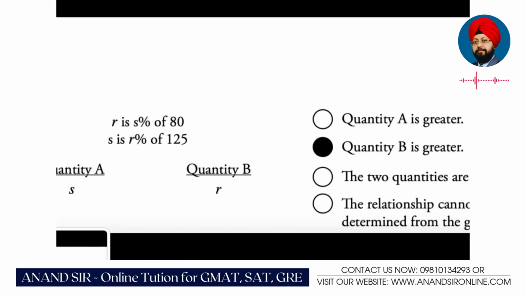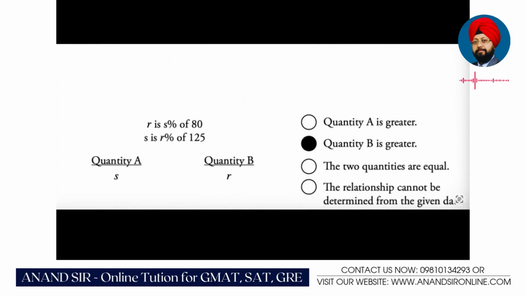R is S percent of 80. S is R percent of 125. Which is bigger? R or S? See, here he says R is S percent of 80. It means R is S into 4 by 5, or you can say 5R is equal to 4S.